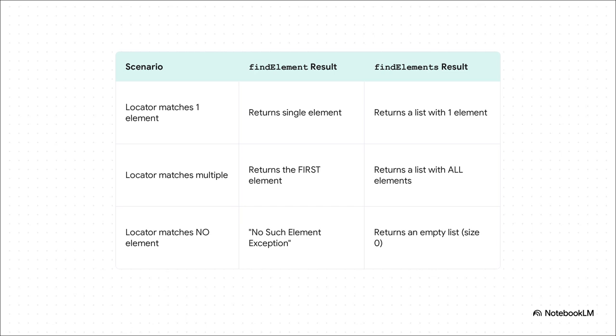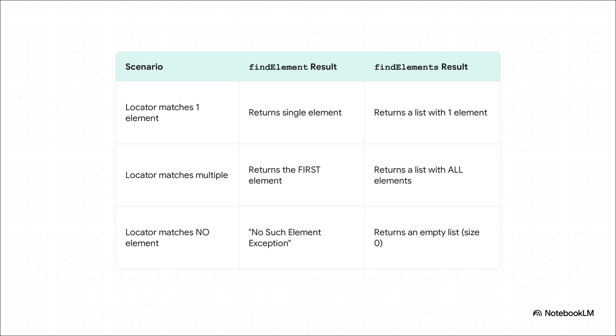Okay, this slide right here is the big aha moment. So let's walk through this because it's super important. All right, scenario 1, your locator matches just one thing. Find element gives you that one thing back, and find elements gives you a list with that one thing inside it. Simple enough? Now scenario 2. Your locator matches a bunch of elements, and here is the huge difference. Find element will only ever give you the very first one it finds, and then it stops. But find elements, it gives you a list with all of them.